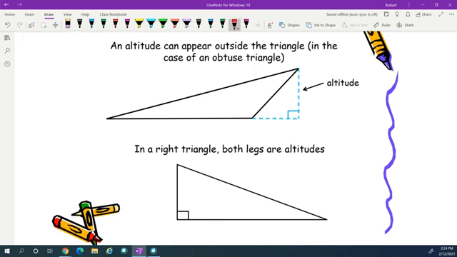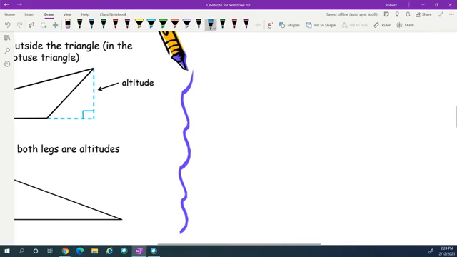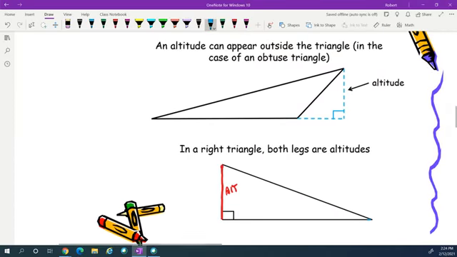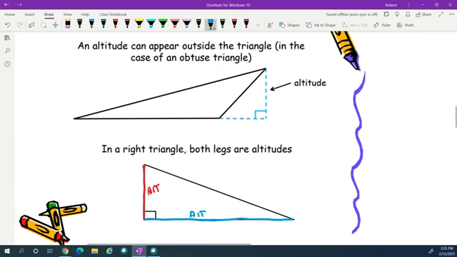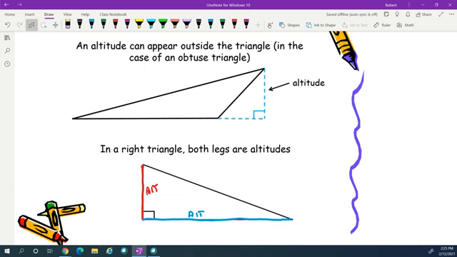So we can think of our altitude right here from the vertex perpendicular to the opposite side. But technically, the other leg fits the definition also, vertex perpendicular to the opposite side. It really just depends on how the triangle is rotated. The way the triangle is drawn right now, most of us would think of the red segment as the altitude.